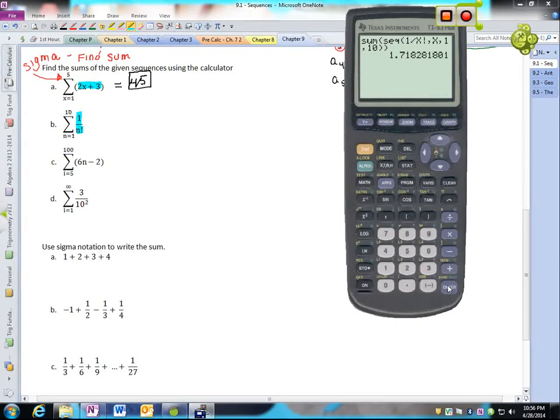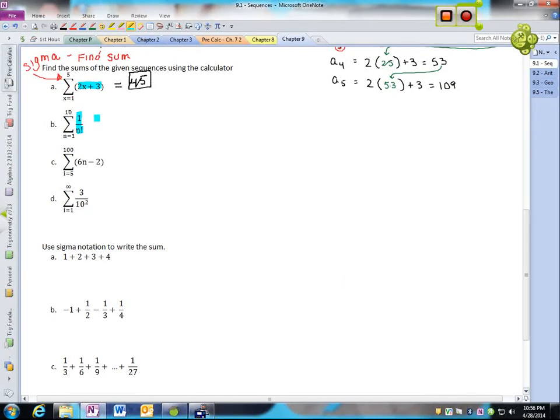Ooh, 1.7182, and so on. Let's see if that turns back into a fraction. Math, number 1, no dice. So I'm just going to round to the hundredths place. The sum is 1.71. Oops, 1.72. I said I was going to round to the hundredths place. Sorry. Okay, next one. Go ahead and try it on your calculator.